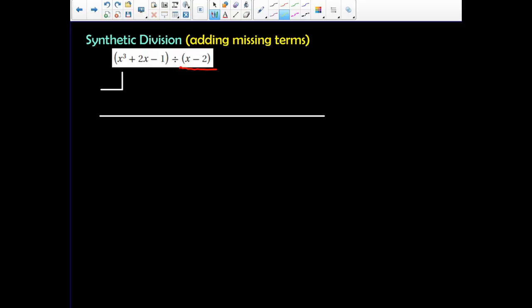Here's how it works. Whatever your divisor is, like when we were solving quadratics, it was like, what value makes that 0? She was saying 2. So 2, yeah. What makes that 0? Or what is the opposite of this right here? 2, right? That number is going to go right here in this box. 2.